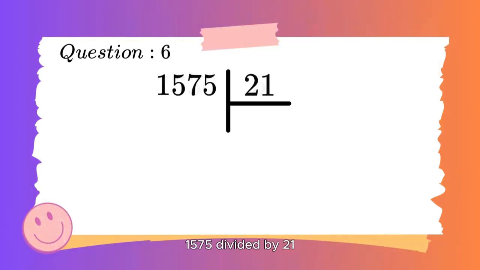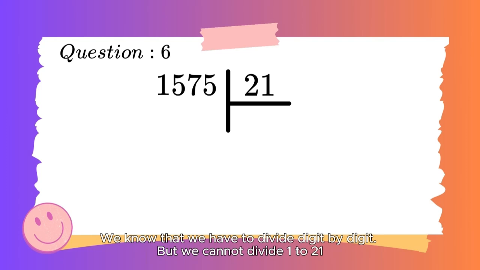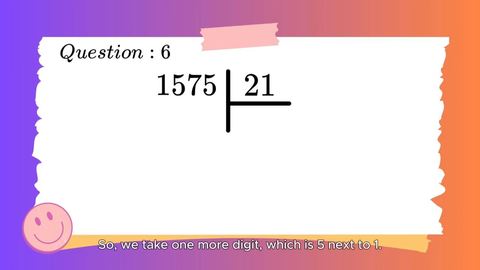Question 6. 1,575 divided by 21. So we are dividing from left to right. We know that we have to divide digit by digit, but we cannot divide 1 to 21. So we take one more digit, which is 5 next to 1. Now our number is 15. We also cannot divide 15 to 21. Again, we take one more digit, which is 7 next to 5. Our number is 157. Now we can divide 157 to 21.